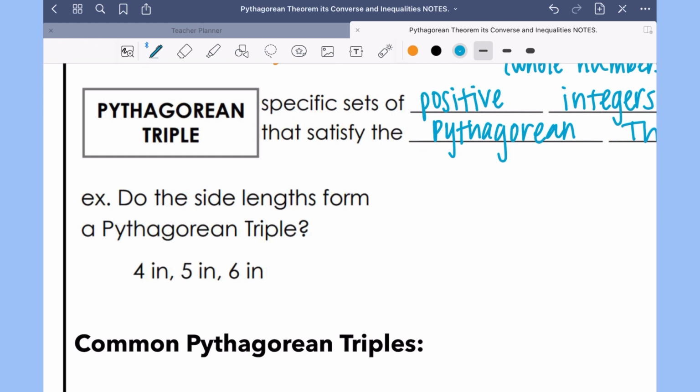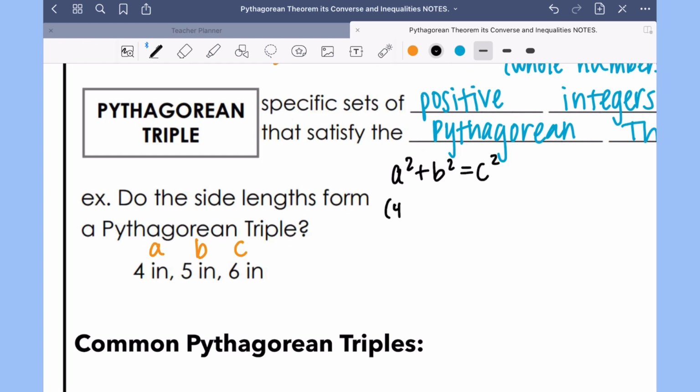A good thing to remember is that the largest number is always C. So 6 is C. And then the A and B shouldn't really matter between these two, but we'll just go in order. Okay, so always remember that the hypotenuse is always the longest side. So let's plug it into our Pythagorean theorem and see if it's a Pythagorean triple.